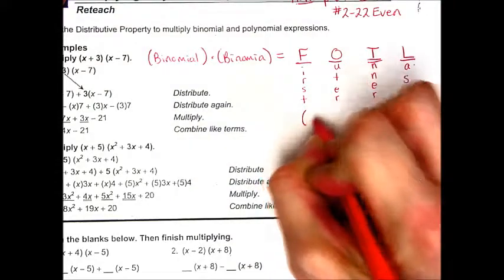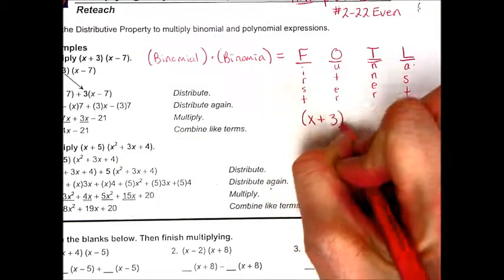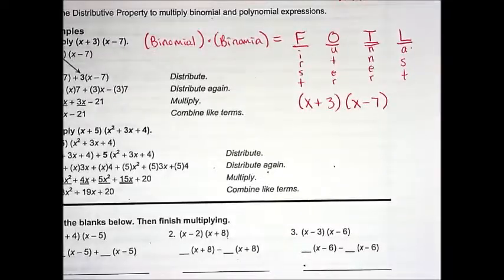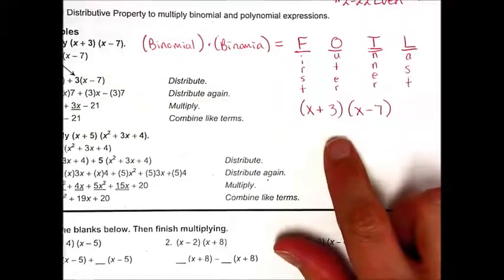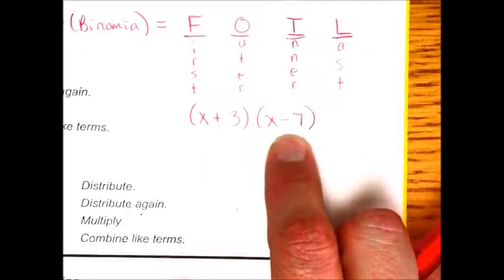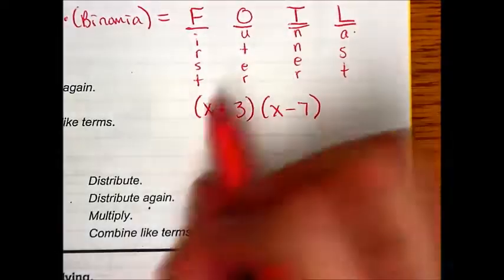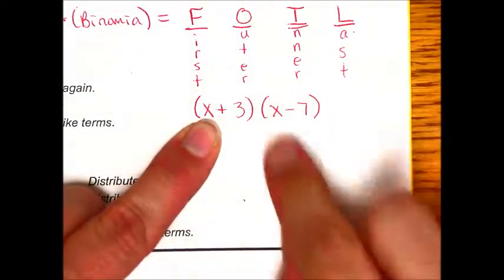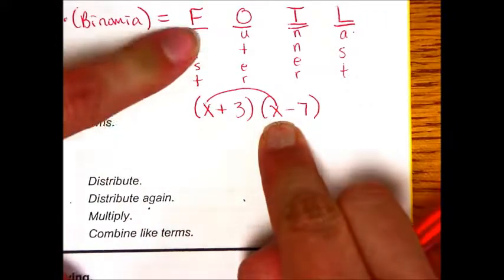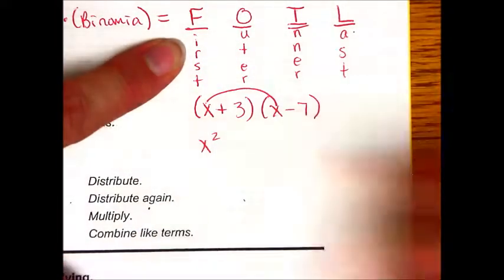I'm going to write that problem that they have up here again. x plus 3 times x minus 7. Here is what I mean by first, outer, inner, last. Basically, you have to make sure everything in this first binomial gets multiplied by everything in this binomial. Okay, so check it out. First term in this set of parentheses and first term in this set of parentheses right here. First times first is x squared.